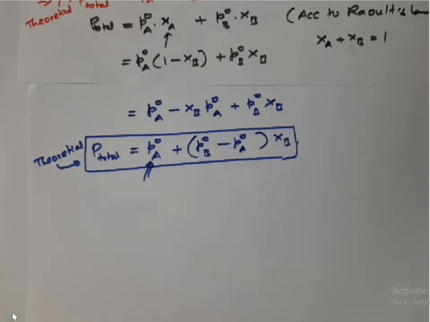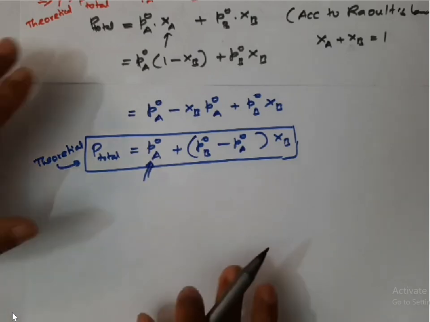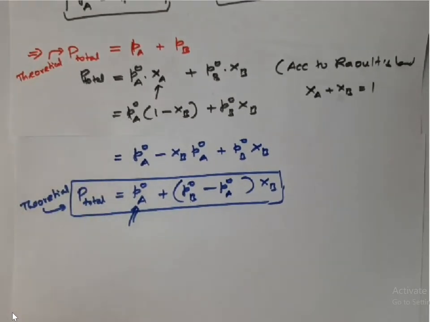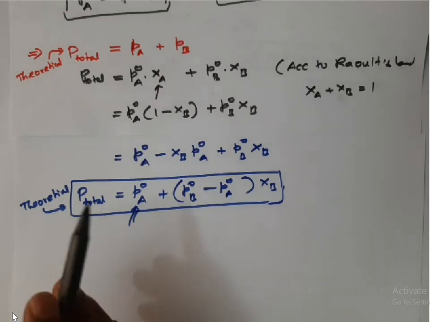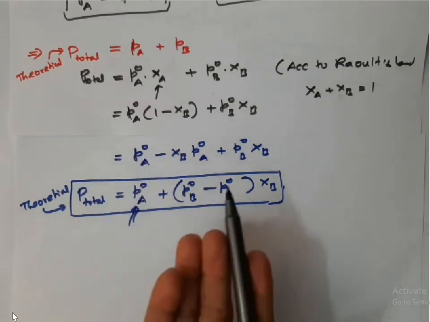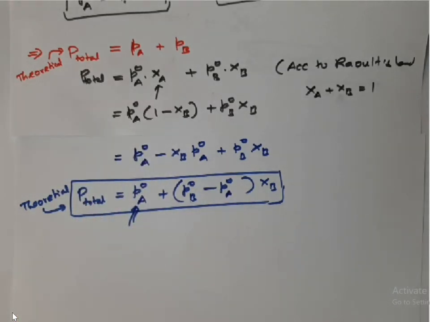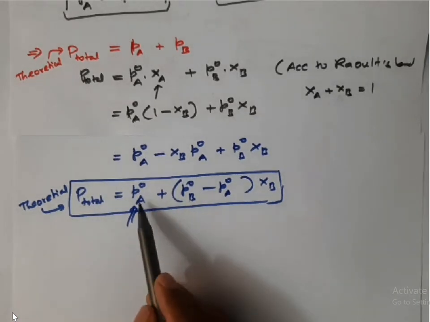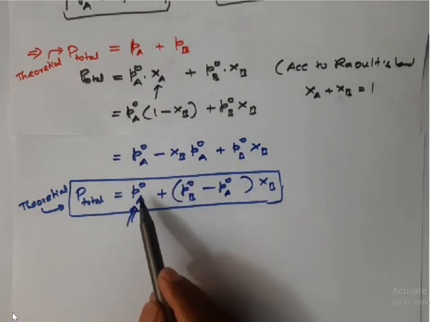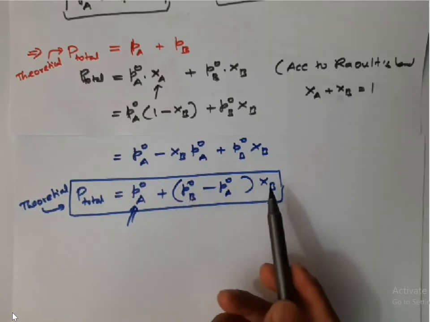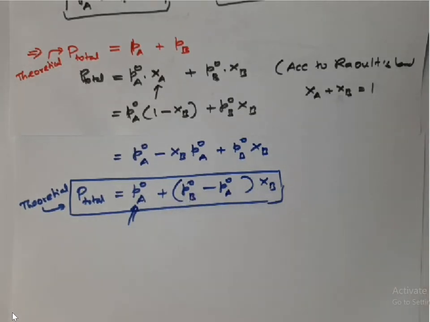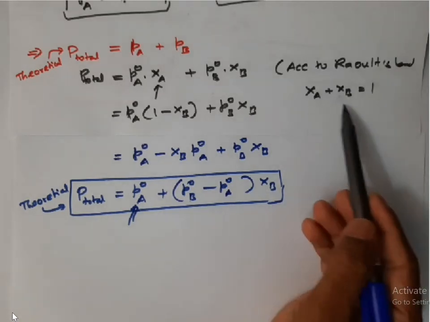Take down. This is very, very important. This is applicable for all liquid solutions, whatever liquid solution you take. If you want to calculate theoretically what is the total pressure, you can use this formula. It is purely a theoretical formula. But to calculate total pressure, you require the vapor pressure of pure A, vapor pressure of pure B, and the mole fraction of B in the liquid phase. Either mole fraction of B or mole fraction of A, because if you know the mole fraction of A, you can find the mole fraction of B.